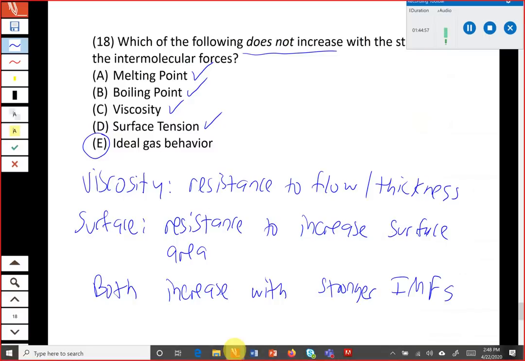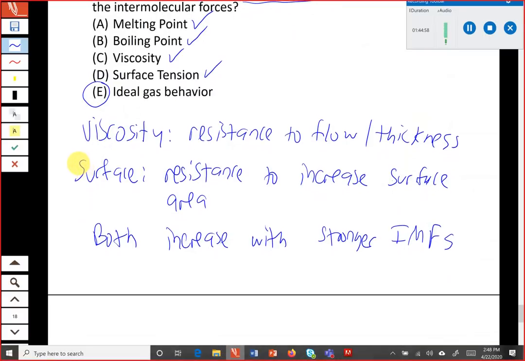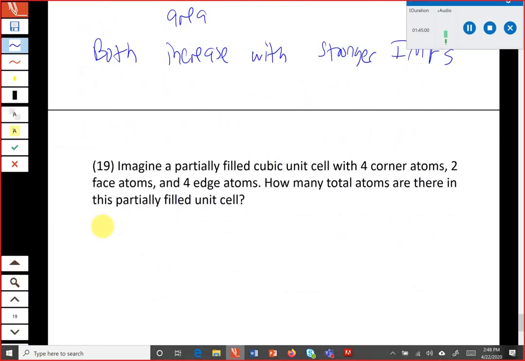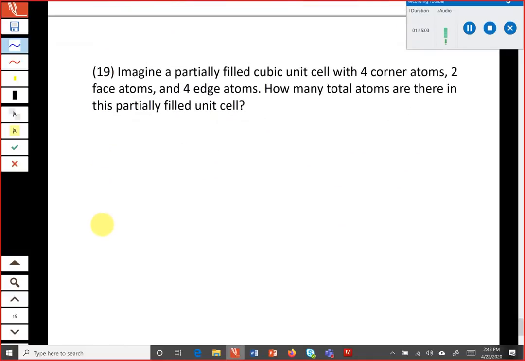Any questions? All right, moving on to the last two. One of the major topics in chapter 9 was the structure of metallic solids. So we're now talking about solid state crystalline materials where the atoms are arranged in very regular repeating patterns, and we're dealing with primarily cubic structures.